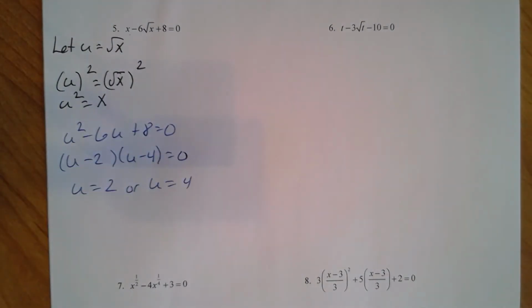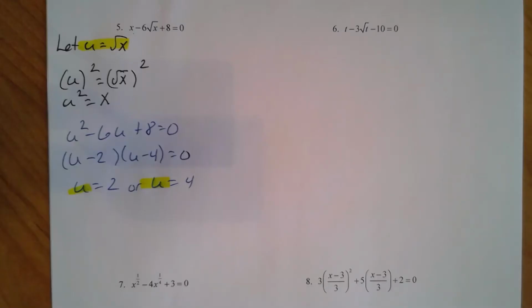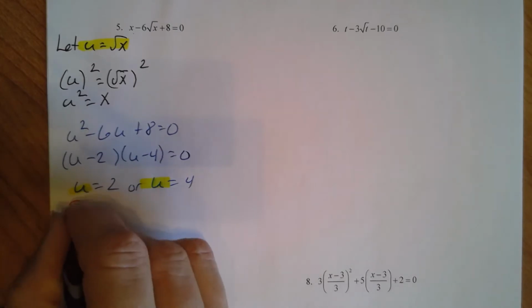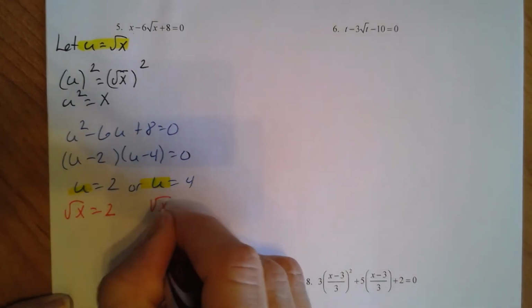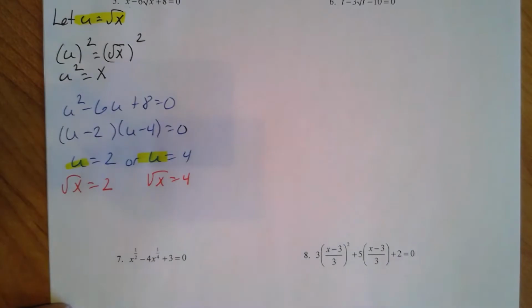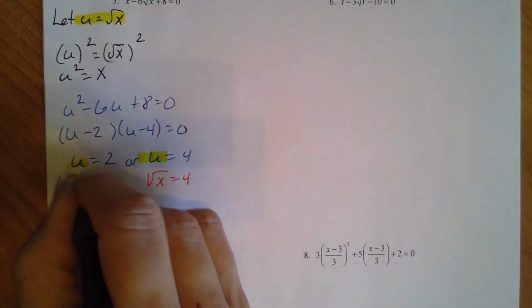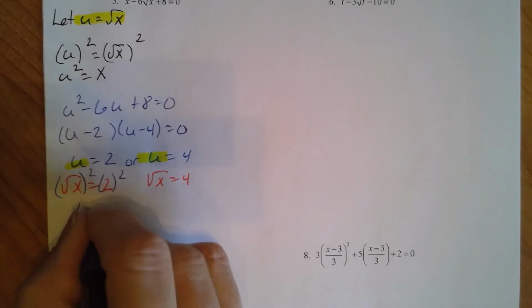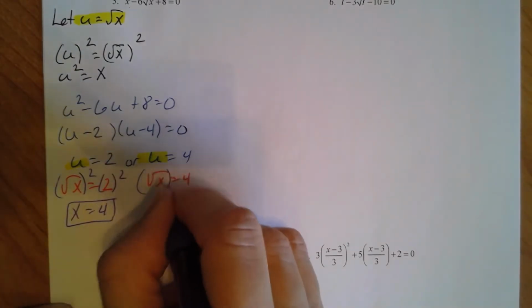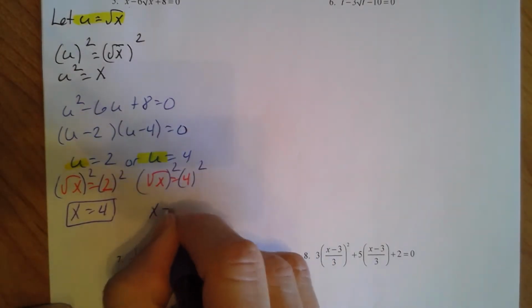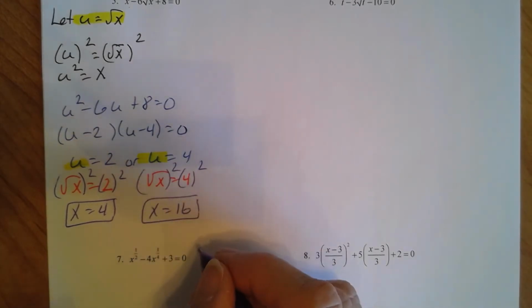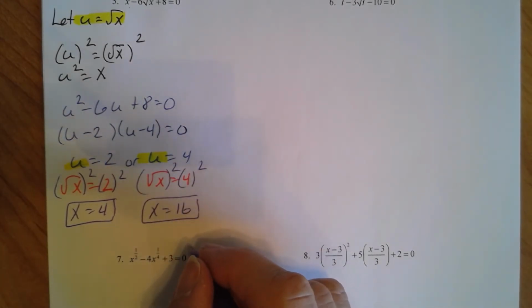But go back to what we said u was. Remember, u was the square root of x. So now I'm going to plug in for what u was. So the square root of x is going to equal 2, or the square root of x is going to equal 4. Then how do we finish this? We're going to square both sides to get rid of the square root. So we get x equaling 4, and x is going to equal 16. Now, be careful, I'm not taking the square root, I'm squaring, so I'm not going to do plus or minus.